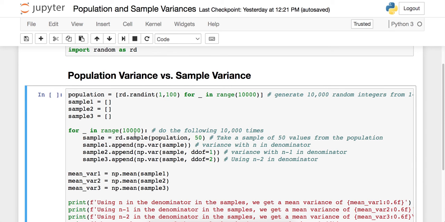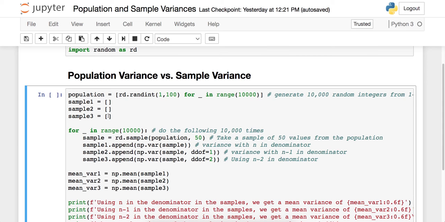Then for that sample, we're going to calculate the variance using n in the denominator. Then for that sample, we're going to calculate the variance where we use n minus 1 in the denominator, and that's what ddof, I believe, stands for, delta degrees of freedom, is 1. And then we're also going to calculate the variance using n minus 2 in the denominator. So n in the denominator, each of those variances are going to go into sample 1. N minus 1 in the denominator, each of those variances are going to go into sample 2. And n minus 2 in the denominator, each of those variances are going to go in sample 3.